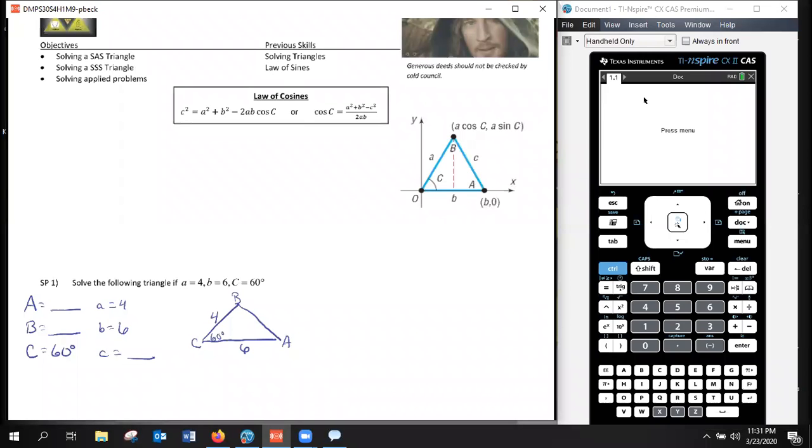Hey everybody, welcome back to Pre-Calculus with Mr. Beck. Today we're going to be talking about 8.3. 8.3 is titled The Law of Cosines.